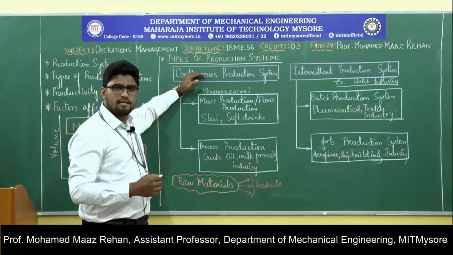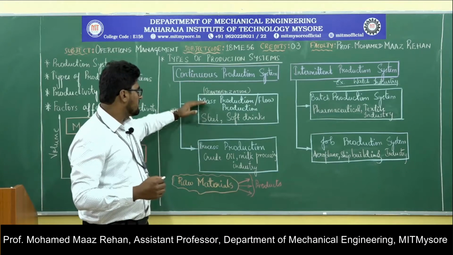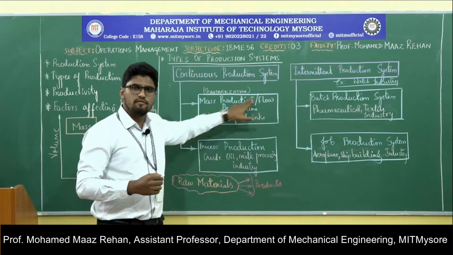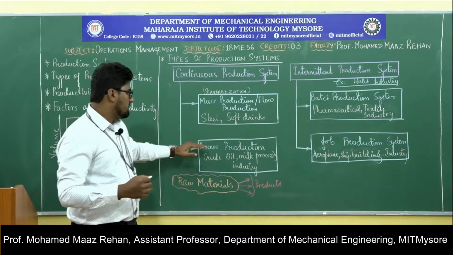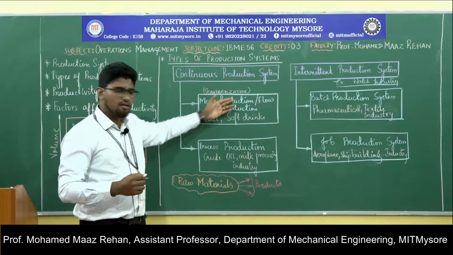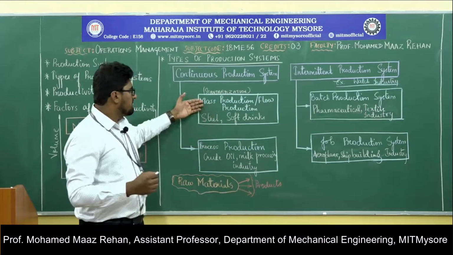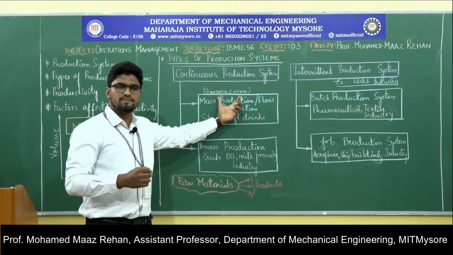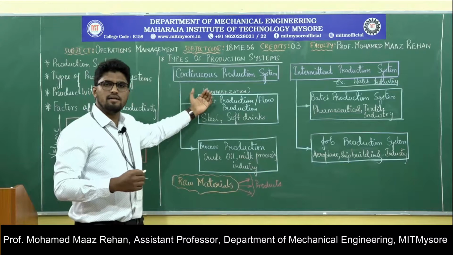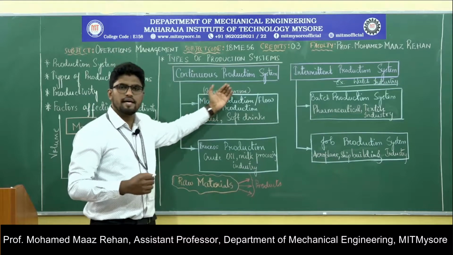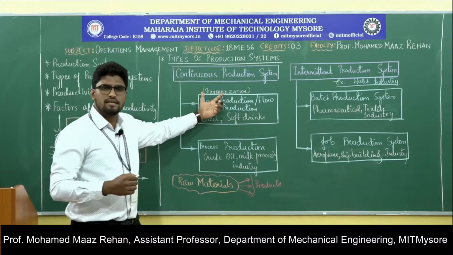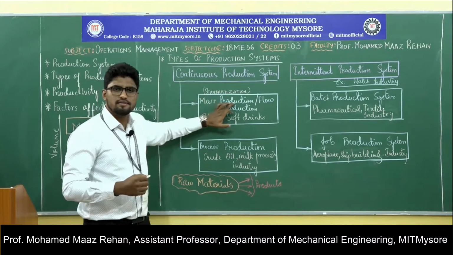Under this continuous production system, we have two different types. One is mass production system, also called flow production system. The second type is process production system. What is the difference between them? In a mass production system, standardization is the keyword. A standardized raw material is processed through standardized machines in order to get a standardized end product. Standardization is the key in case of mass production system.